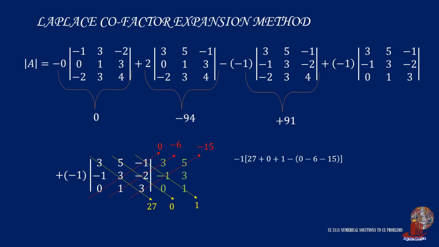Place them all together in one quantity to have negative 1 times 27 plus 0 plus 1 minus 0 minus 6 minus 15. And these result to 49. So negative 1 times 49 is the fourth term, which is negative 49. With the terms already simplified, the determinant of A is then 0 minus 94 plus 91 minus 49, which gives negative 52.